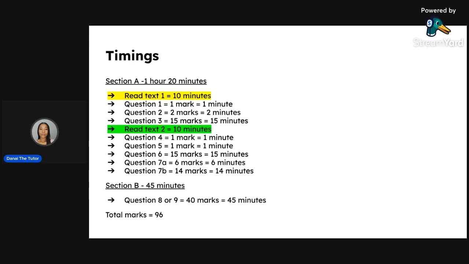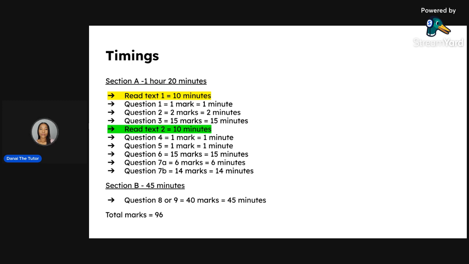You will have to read 2 texts for this question. So for the first text, you spend 10 minutes reading that, and then you answer question 1, 2, and 3 based on text 1. And in terms of timings, you allocate 1 minute to each mark. So if a question is worth 1 mark, you spend 1 minute on it, 2 marks, 2 minutes, 15 marks, 15 minutes, etc., etc. This is only for section A.